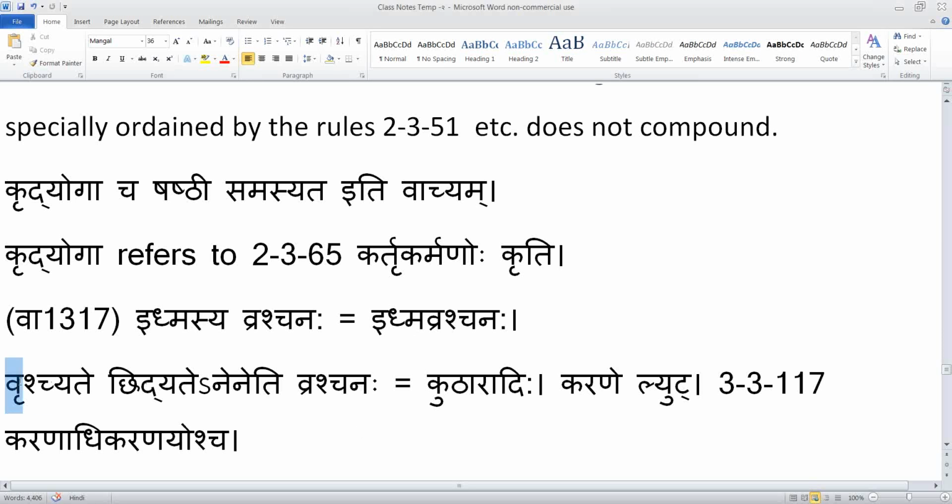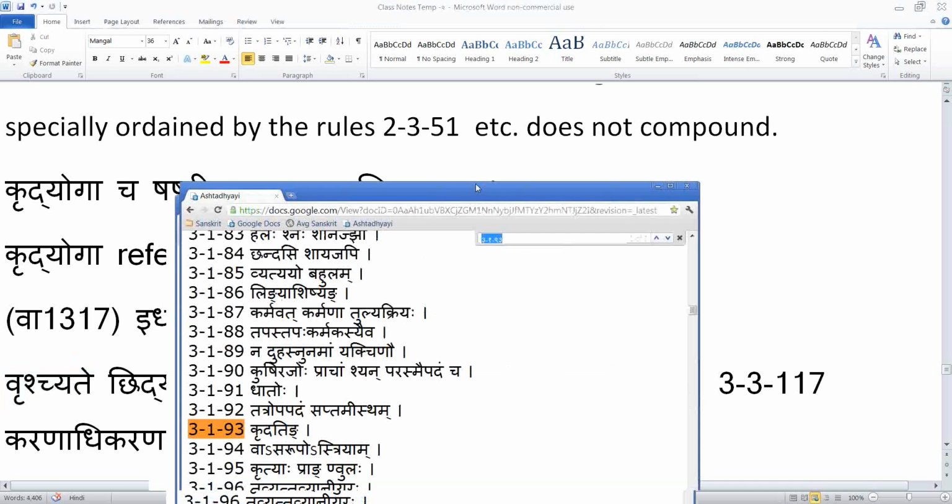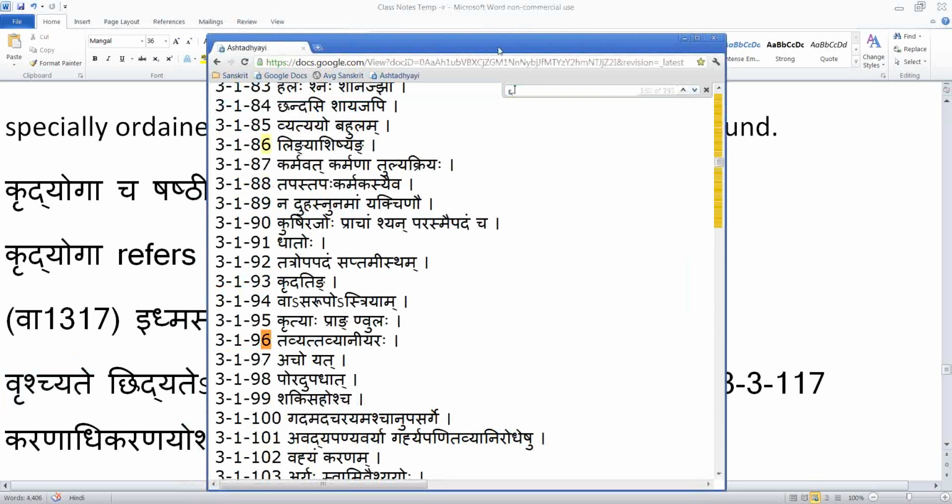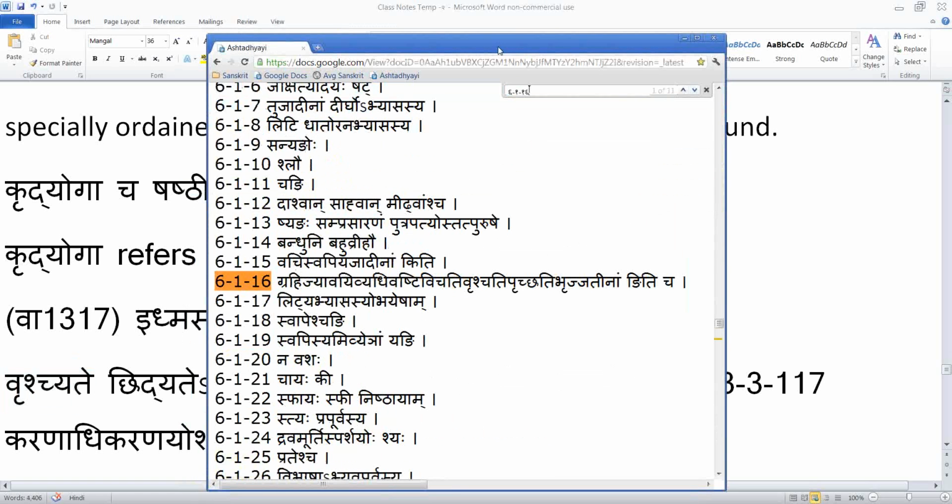Vrishchate: samprasaranam has taken place. Because here this is a passive form, in which pratyaya yak has been used, samprasaranam has come in by 6-1-16. 6-1-16 mentions nine dhatus: grahi, jya, vyadhi, vayi, vyadhi, vashti, vichati, vrishchati.